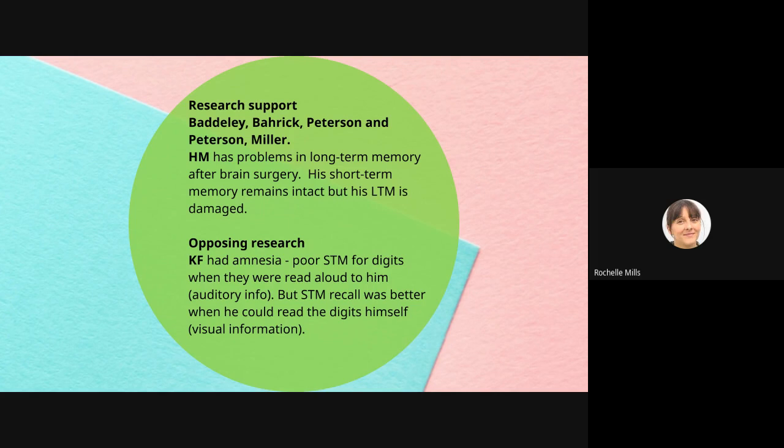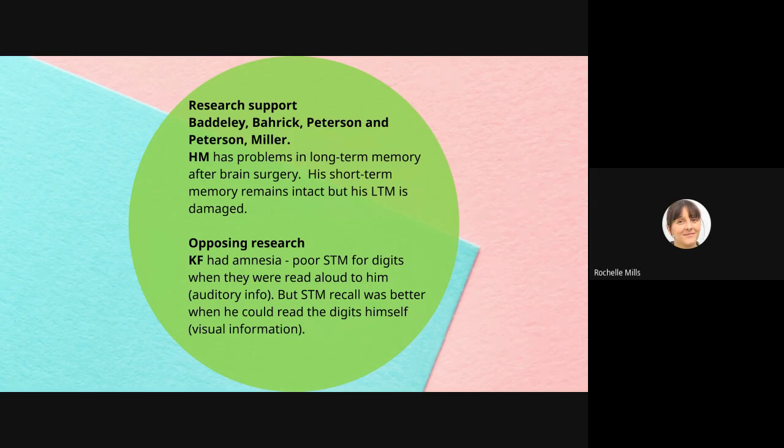And in the HM case study, we have the idea that HM, who had severe epilepsy, then he had surgery, and when he had surgery, it caused problems with his long-term memory, where they removed the hippocampus. So he had problems in his long-term memory after brain surgery. However, his short-term memory remained intact, so he still had a good digit span. If you gave him a piece of information to recall, if you tested him, within that 18 to 20 seconds, he could recall that information. But that information couldn't move across to his long-term memory, so he couldn't make any new long-term memories.